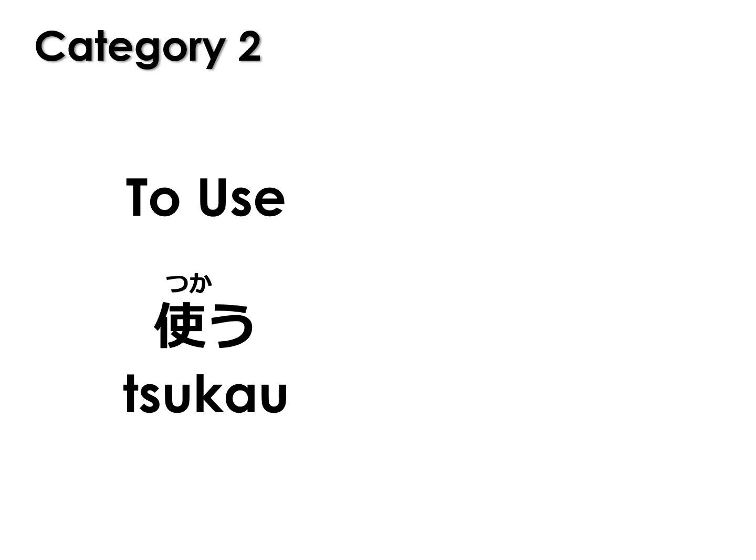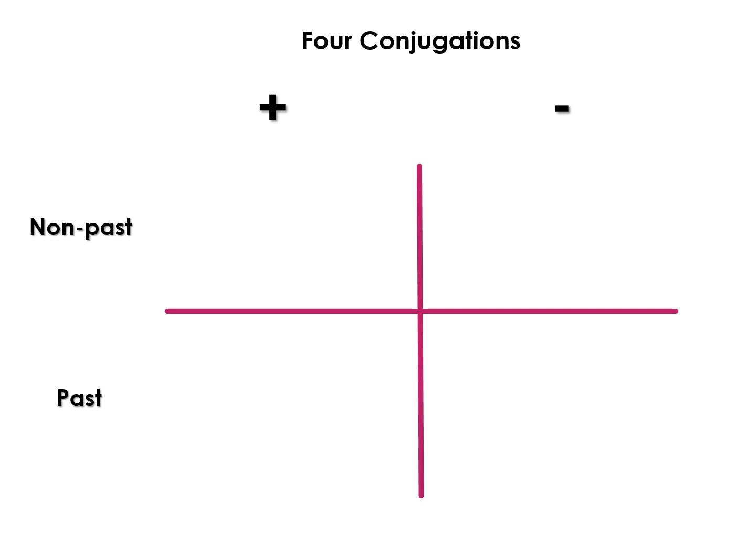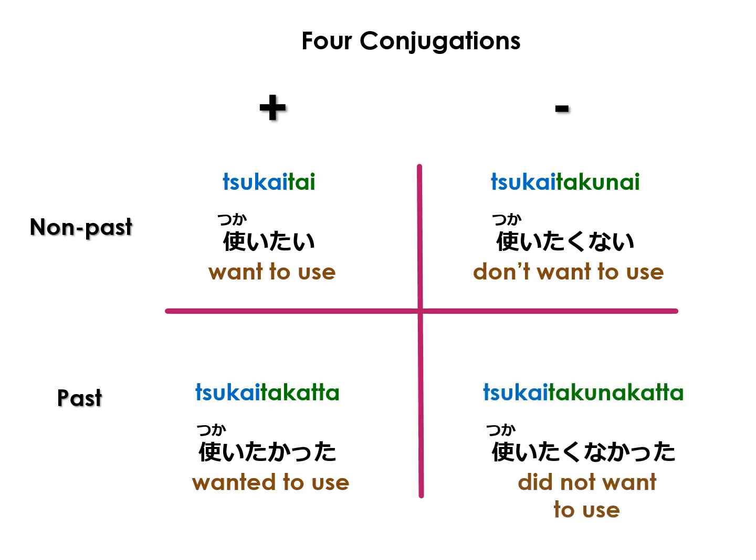Another category 2 verb is 使う, which means to use. Its conjunctive form is 使い. And conjugating into the four tenses, 使いたい means wants to use. 使いたくない means don't want to use. 使いたかった means wanted to use. And 使いたくなかった means did not want to use.